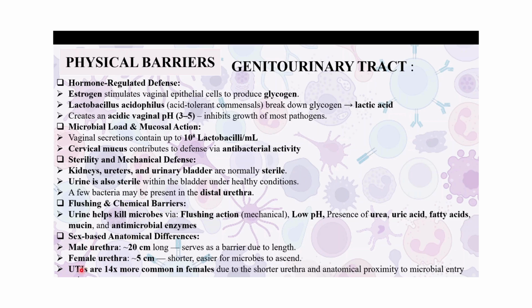And this question was asked in the BRC examination: why are UTIs more common in the female urethra than in the male urethra? It is based on the anatomical difference that we have. The female urethra is 5 centimeters long, so it is shorter than the male urethra, which is 20 centimeters long. So of course, it's quite easy for bacteria to travel a shorter distance and cause the disease. So UTIs are 14 times more common in females due to the shorter urethra and anatomical proximity to microbial entry points.